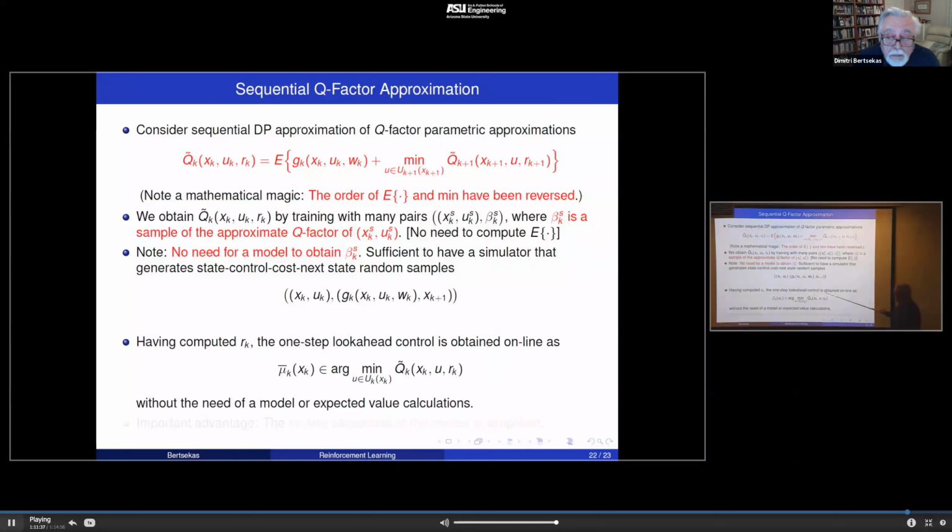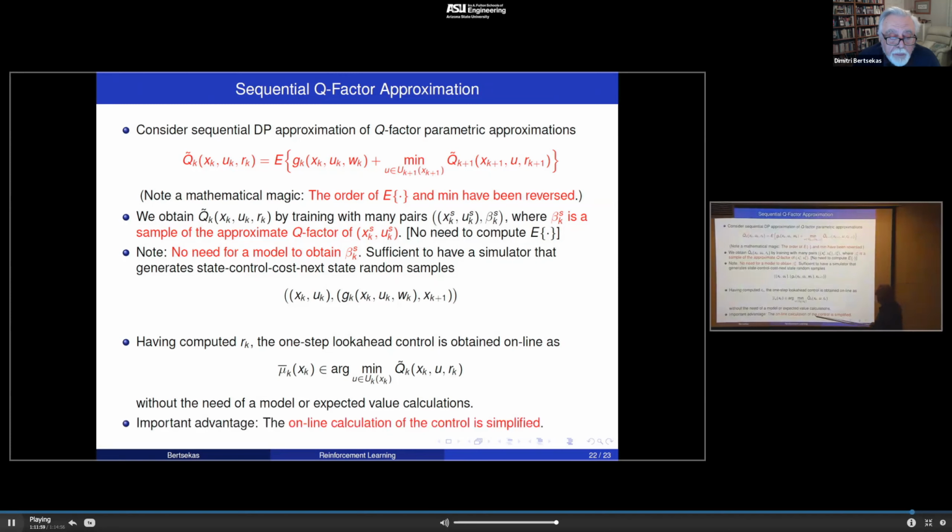This is approximation in value space again, okay? And it is model free for finite horizon. We will see the analog of this also in an infinite horizon. And again, it's this reversal of order that plays the fundamental role in why these things work.